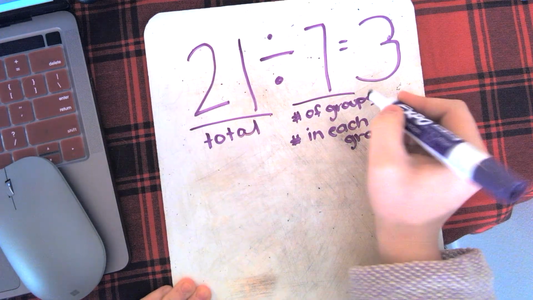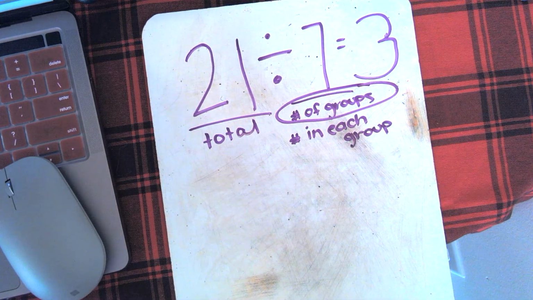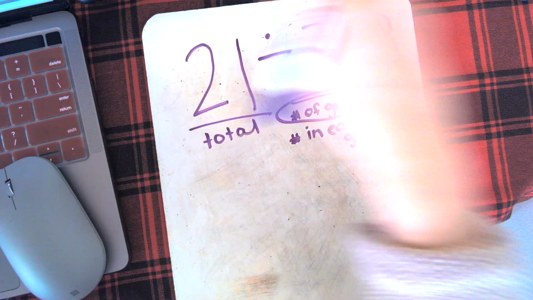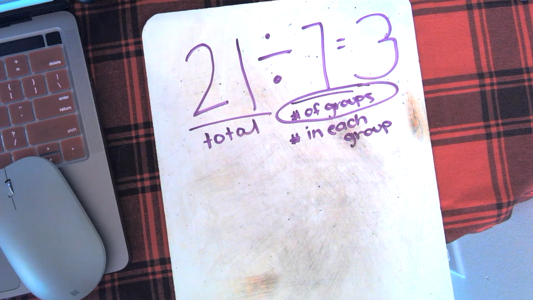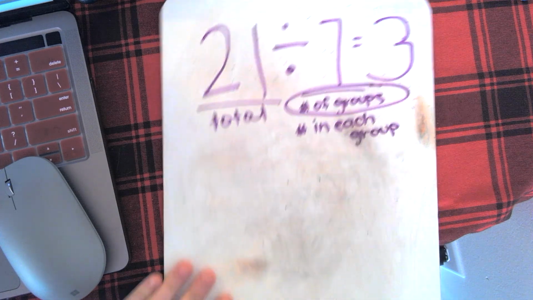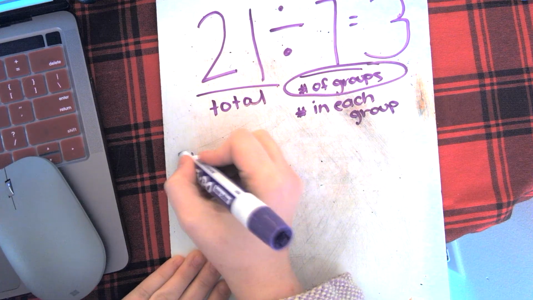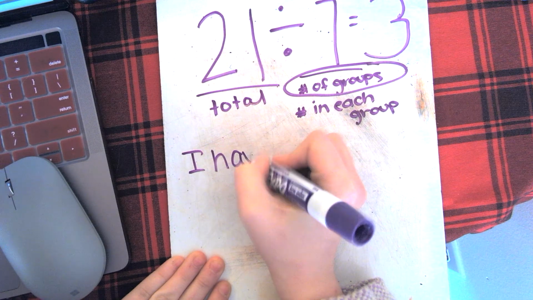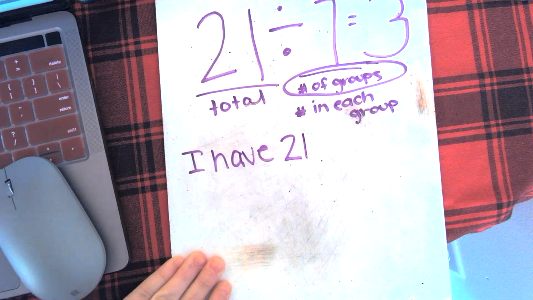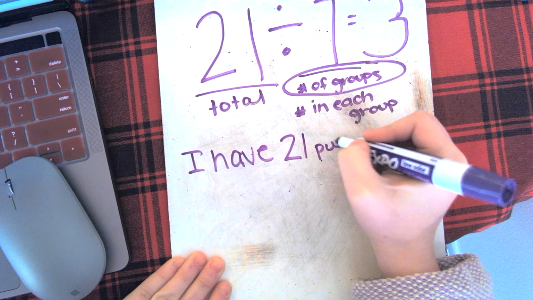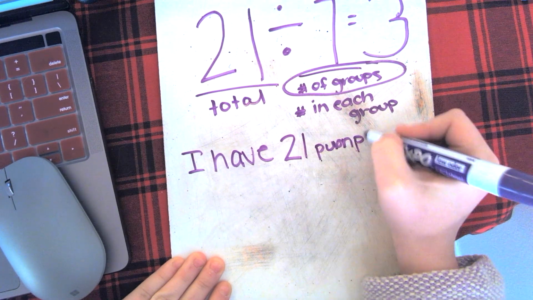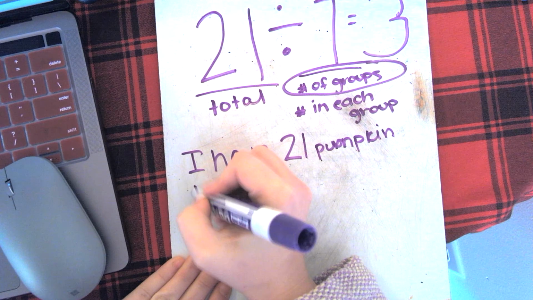Now for me, I think I'm going to do the number of groups, okay? So I'm going to have 21 items put into 7 groups. Now I've got to think about, what do I want to write about? What's an interesting topic that I could write about? Let me think. Ooh, I know. Pies, because holidays are coming up and we're going to be eating a lot of pie. So here we go. I have 21 pumpkin pies.